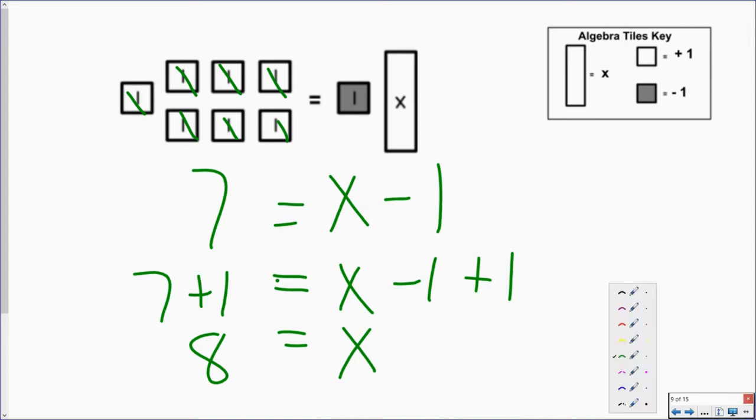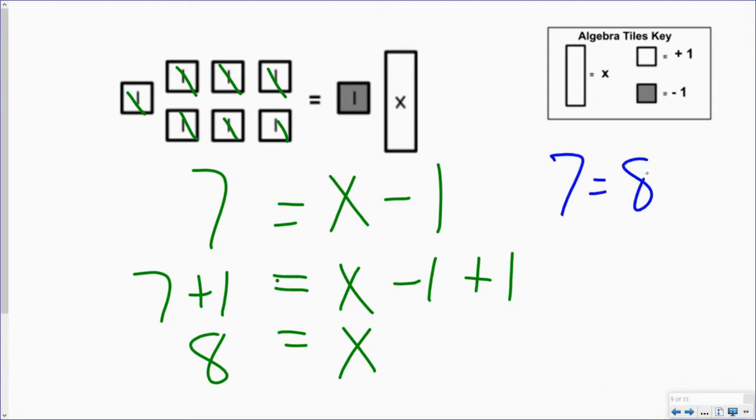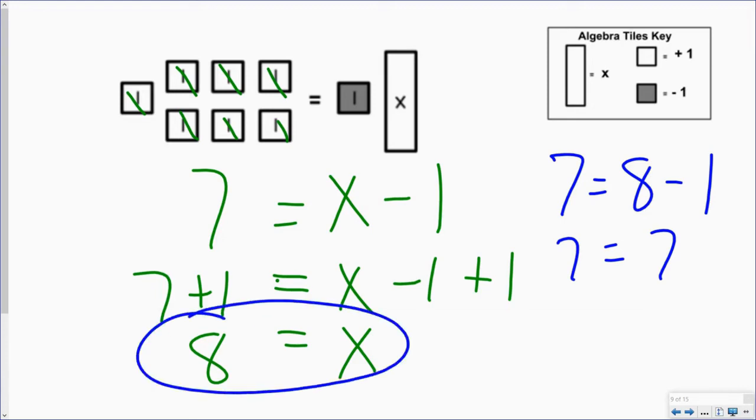And I will check that by putting my 8 in for x. So 7 equals 8 minus 1, and 8 minus 1 is 7. And since they're the same, I know this is my correct solution for my equation here.